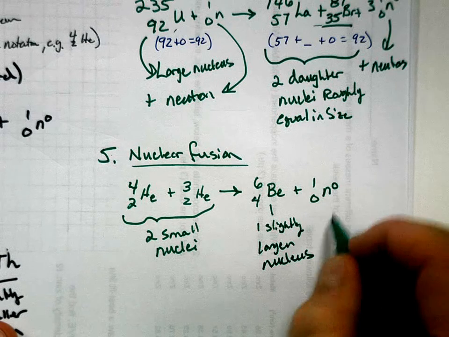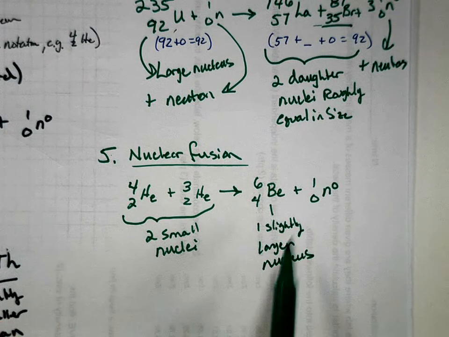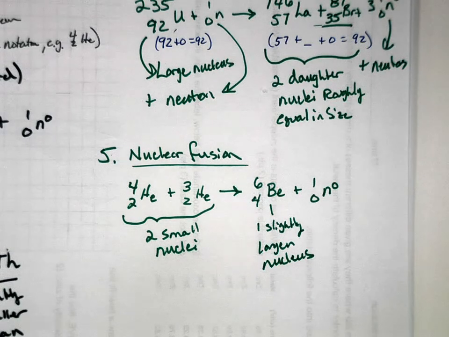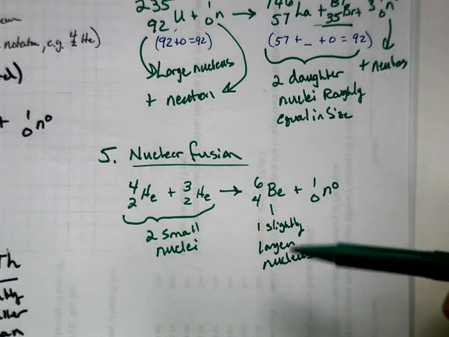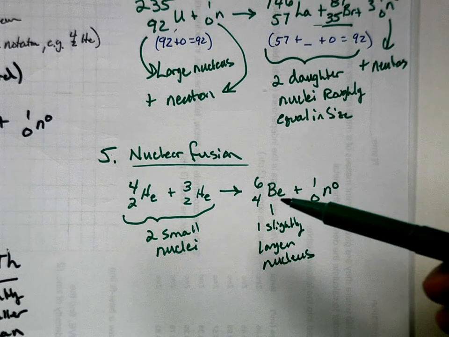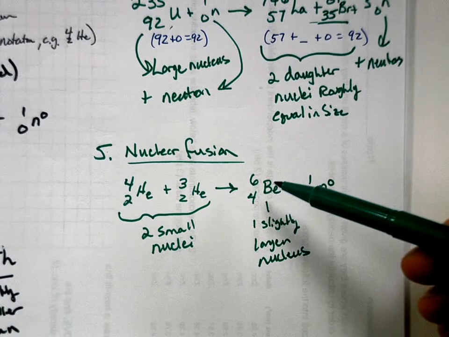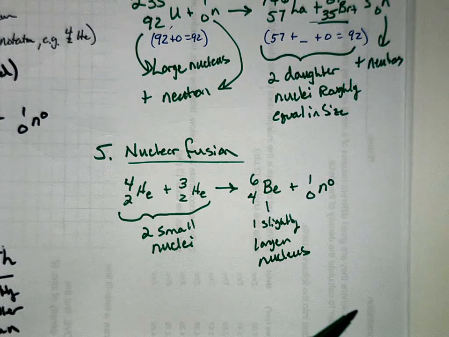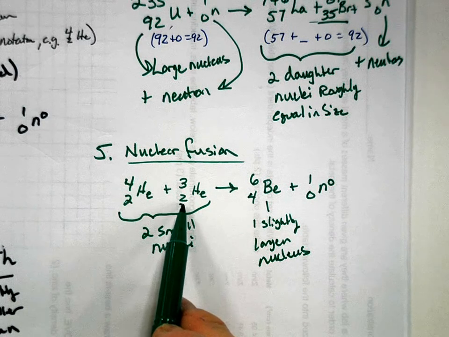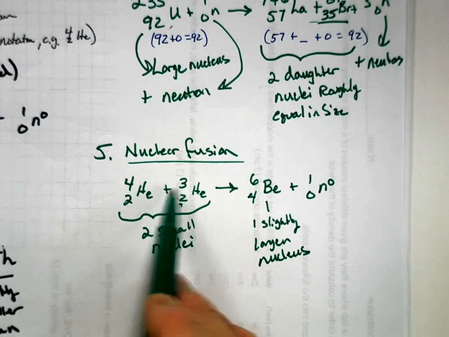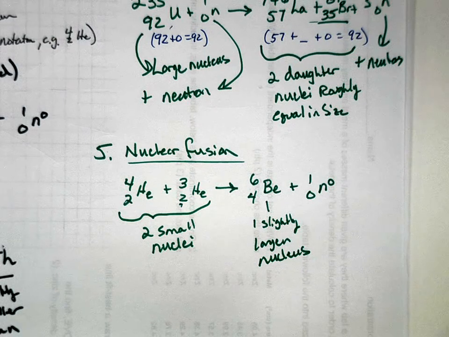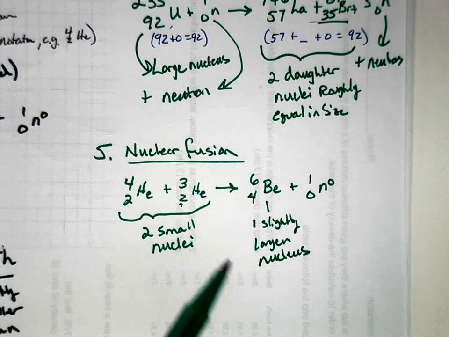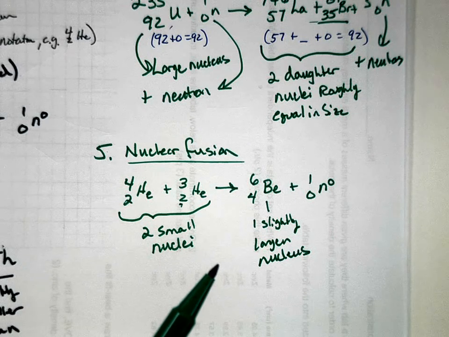Okay, and your result is a slightly larger nucleus, just a little bit bigger than the two you started with, as if you added them together. 2 protons, total of 4 protons. That's there. 4 plus 3 is 7. If this is a 6, then we need a 1 there. Okay, those are our nuclear equations. Those are the ones you guys need to know. So that's it.